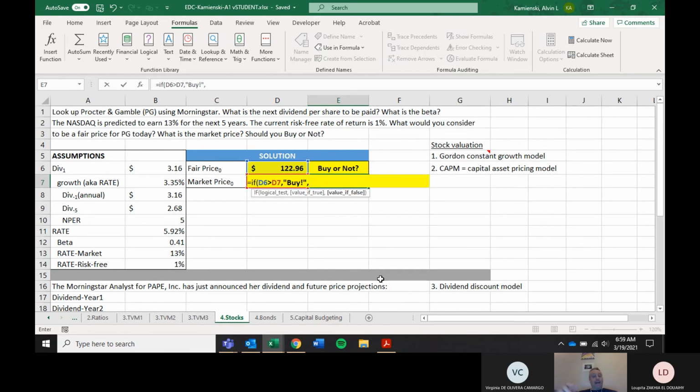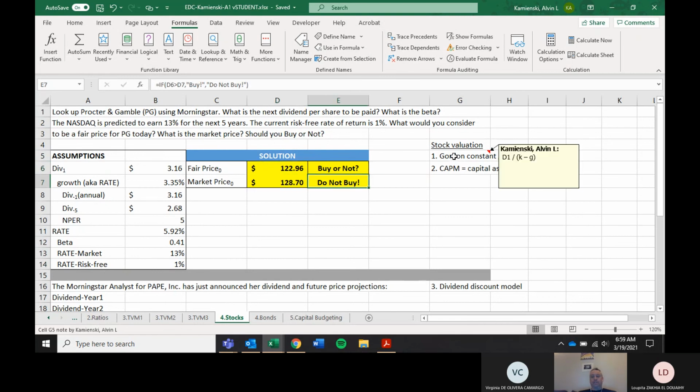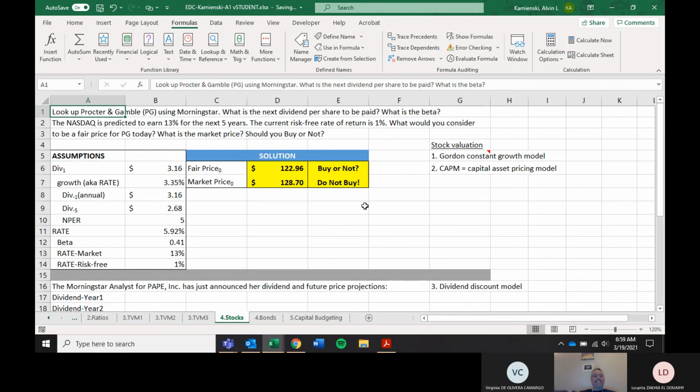But the opposite is true. If that fair price is less than the market price, then we could say do not buy. Because the fair price is lower than the market price, using the Gordon constant growth model and using the capital asset pricing model, we can determine that right now Procter & Gamble's stock is slightly overvalued and we shouldn't buy it.